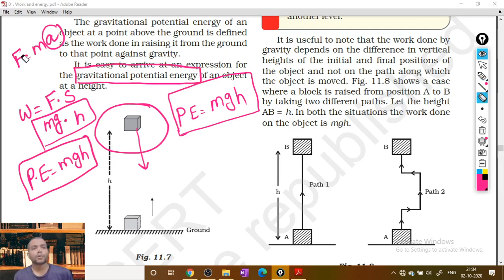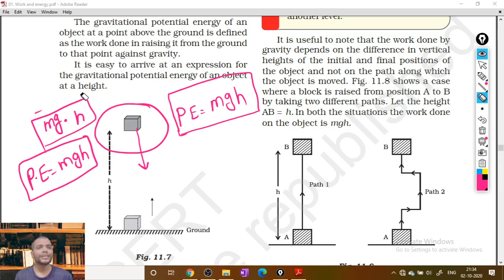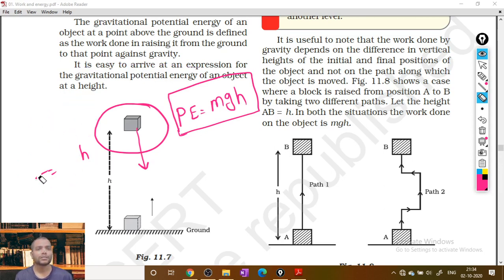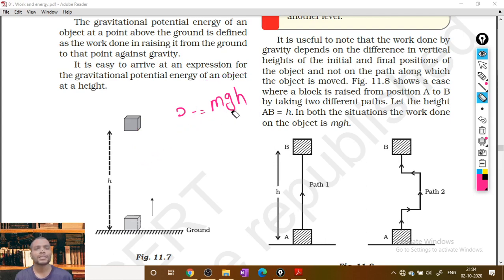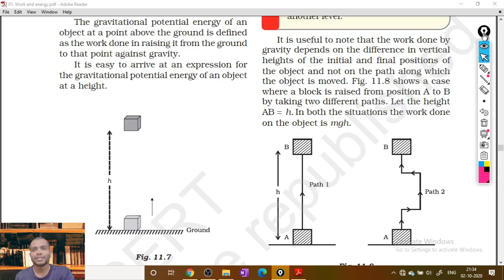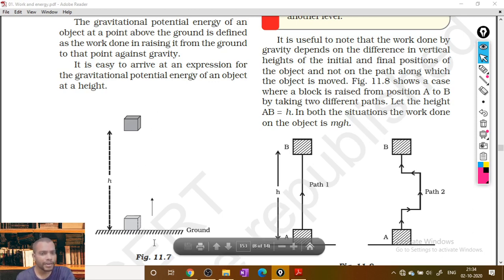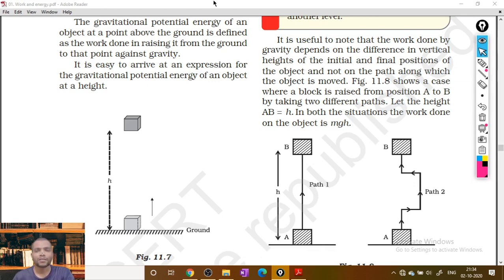So we can define potential energy in a simple manner: energy due to its position. If an object has energy due to its position, that energy is known as potential energy. If height is more, potential energy is more. So that's the reason water tanks are kept at height.